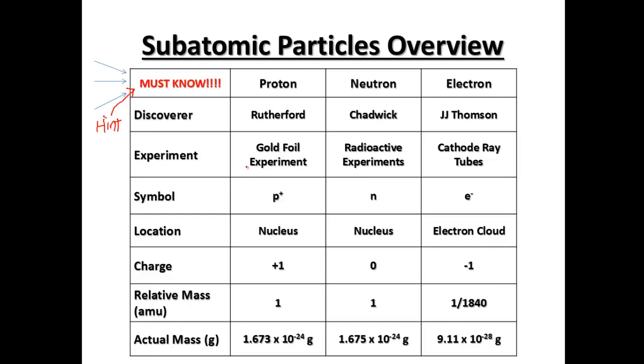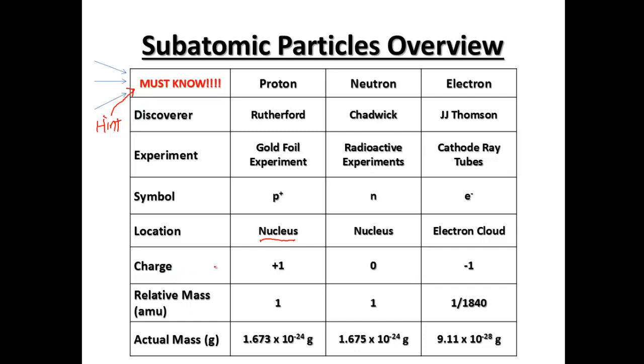So as we look through the proton, discovered by Rutherford using the gold foil experiment, the symbol for proton, instead of writing out the word proton every time, is a lowercase p with a little plus sign to it. So p positive for proton. It's located in the nucleus. We're going to give it a charge that's positive.